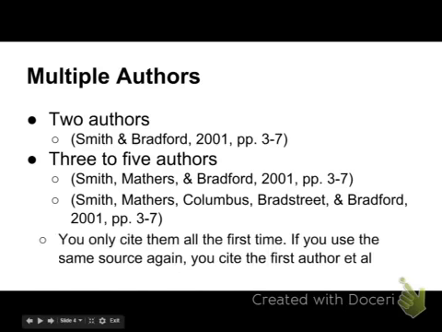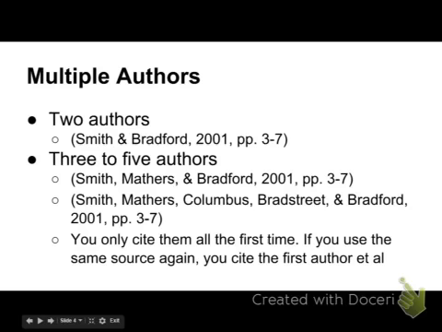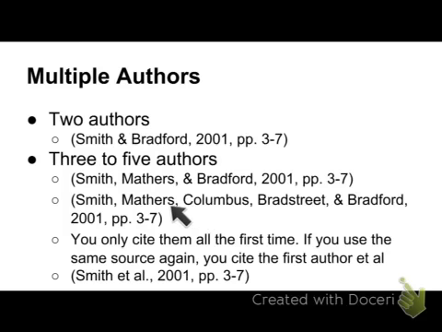The trick here is that once you cite them all the first time, if you use that source again later in your paper, you cite only the first author followed by the Latin abbreviation et al., which means and others. So that looks like this. You've taken this 5-source citation, or even the 3-source example up here. You do that once, and then every other time you cite that source, you don't have to list them out again. That's a blessing and a curse.